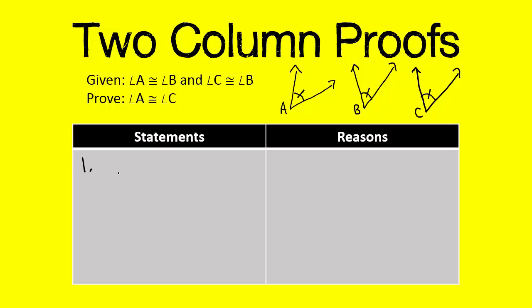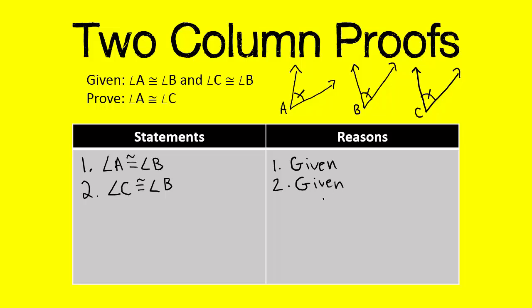So the first thing we're going to start off with is our given. So angle A is congruent to angle B. So I'm going to put angle A is congruent to angle B. And the reason for that is I'm going to put it was given to me. So given. That's how I know that they're congruent. Then number two, I'm going to put angle C is congruent to angle B. So angle C is congruent to angle B. How did I know that those two are congruent? That was also given to me. So I put given for my reason for number two. Now step number three.